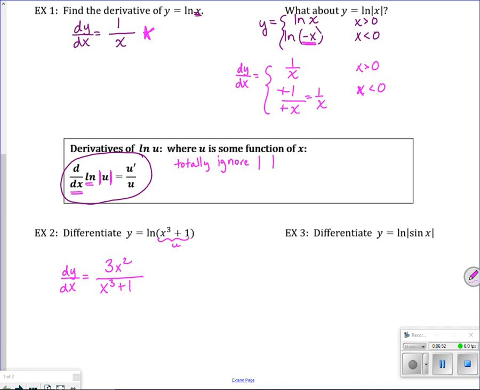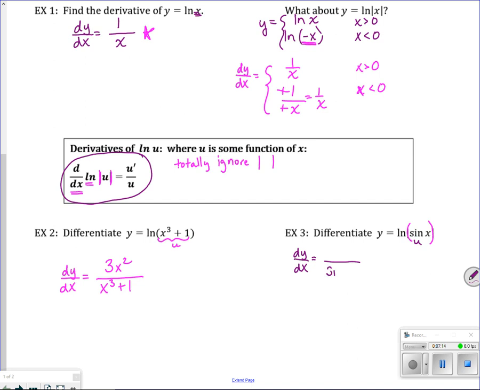Example 3, do those absolute values bother me? Nope. I'm taking the derivative of a log. So even though it's absolute value, I just pretend like it's parentheses. I literally ignore that absolute value. And dy/dx, by the same token, here's my u.